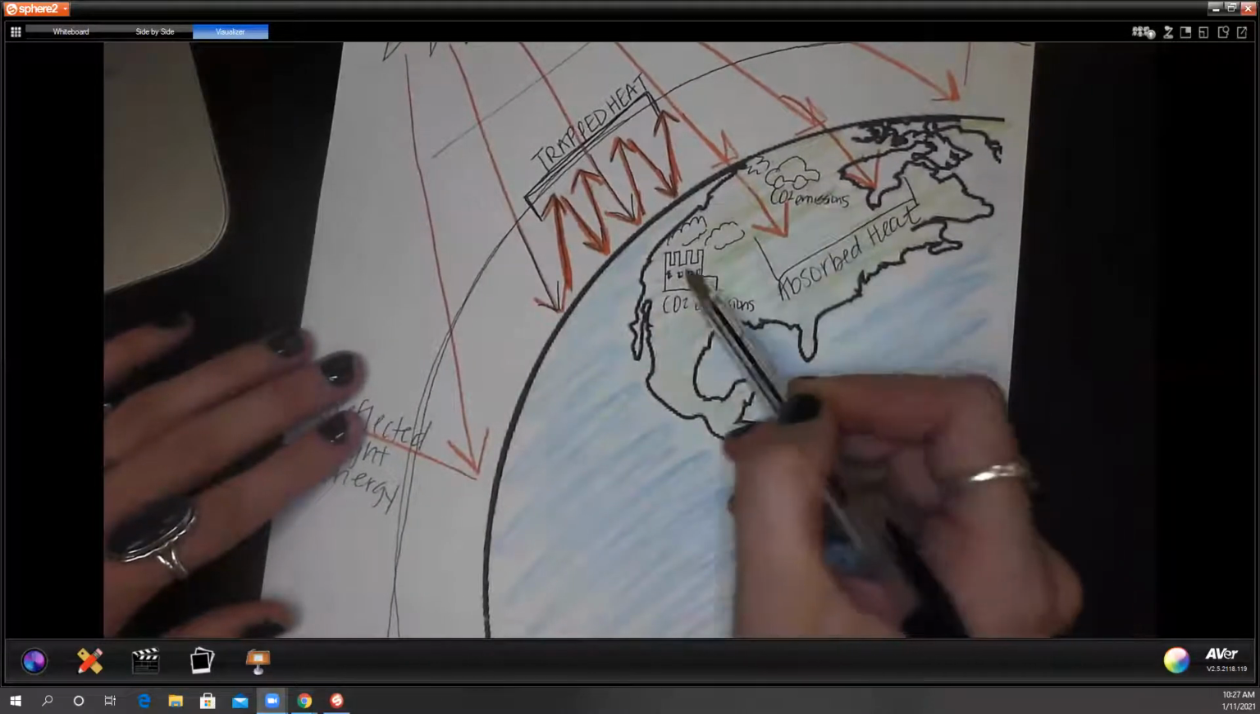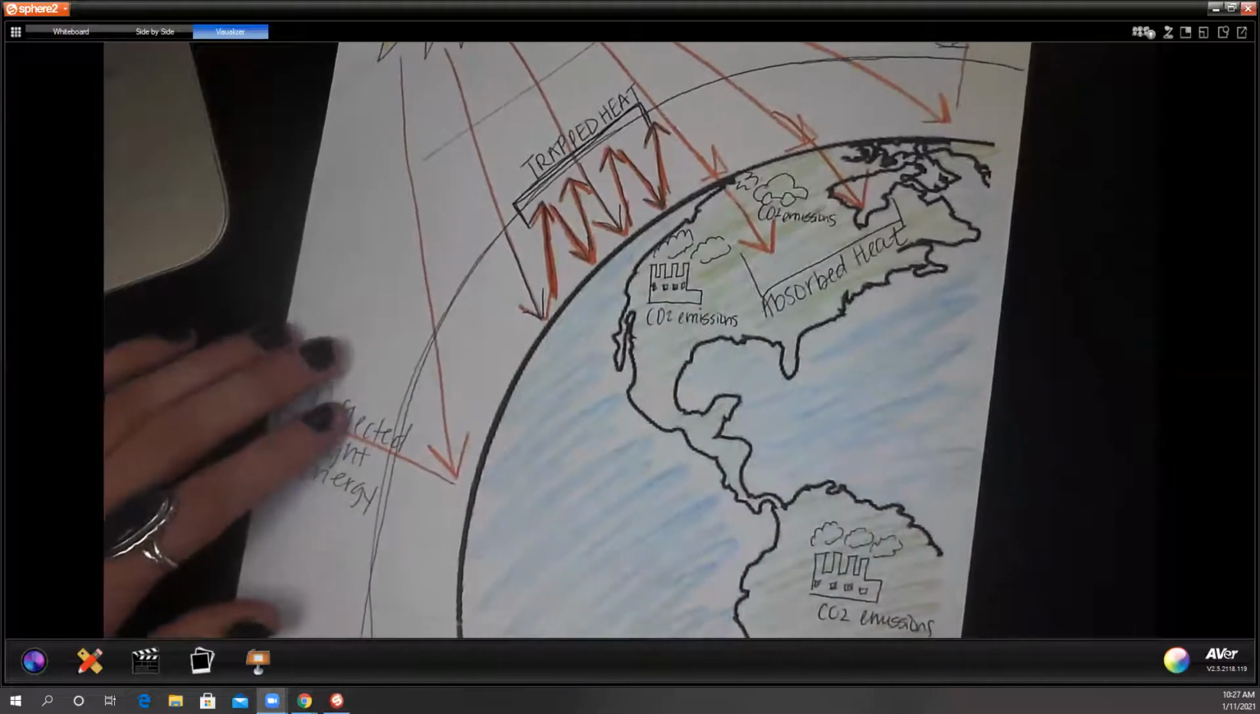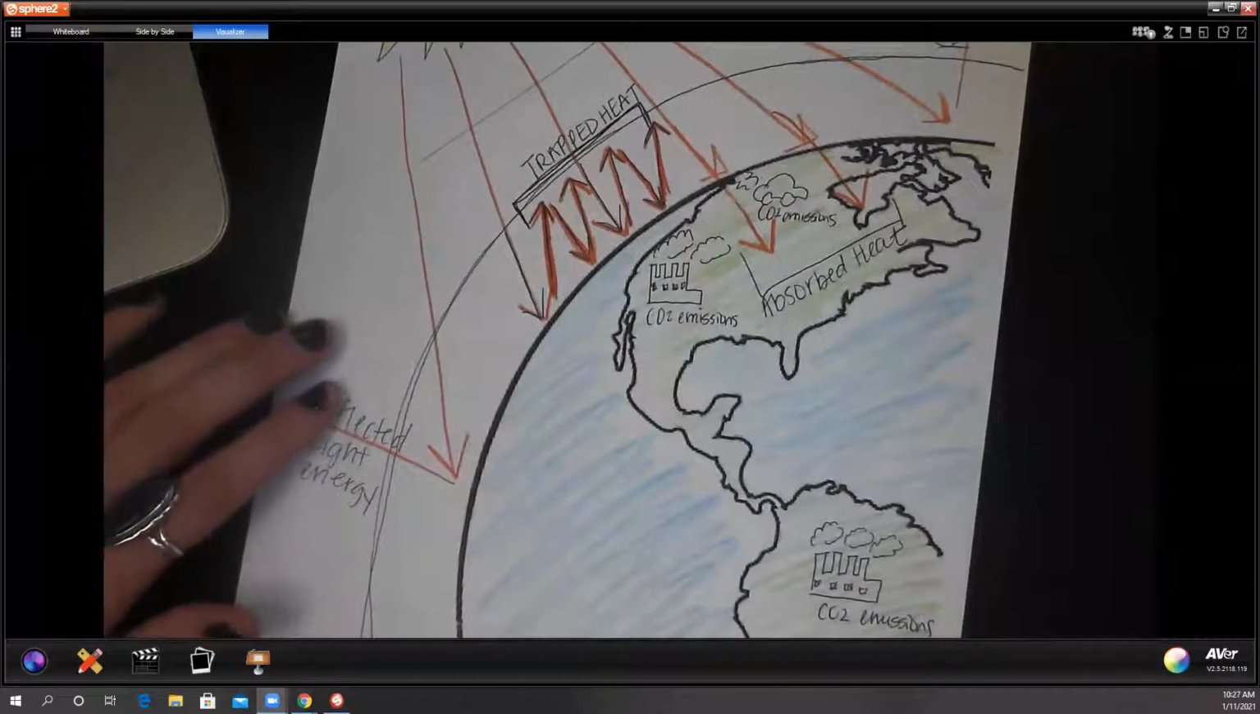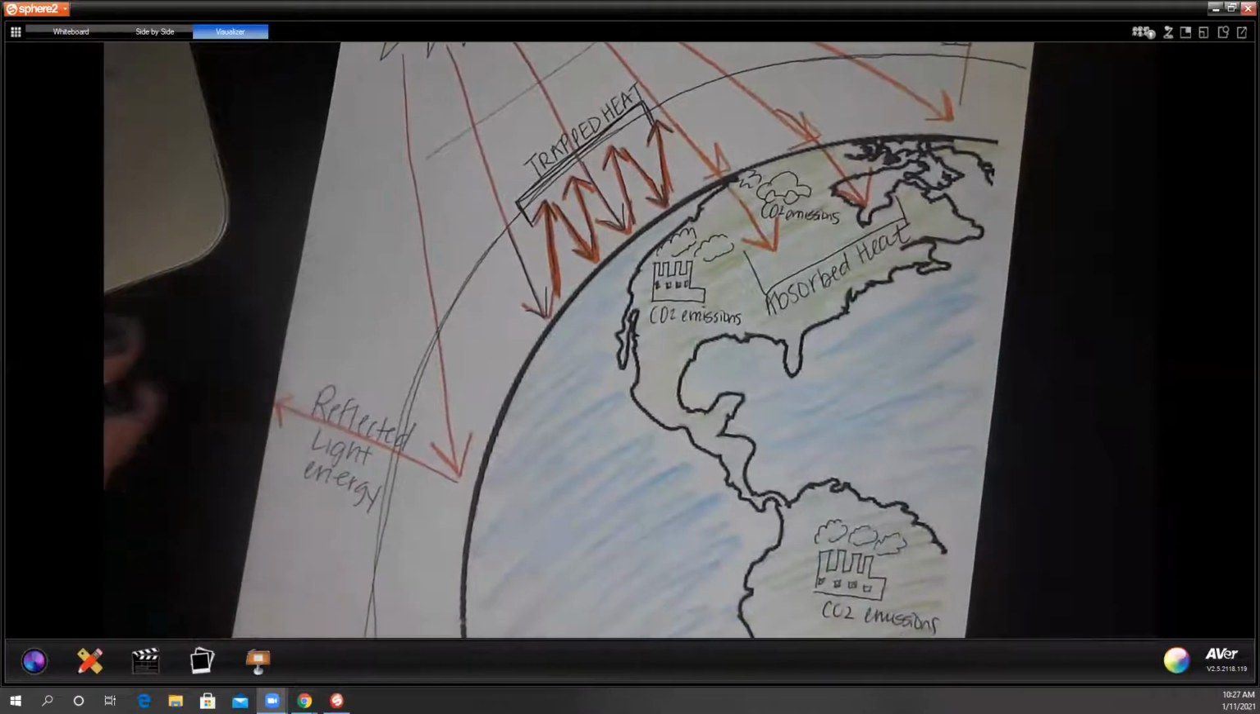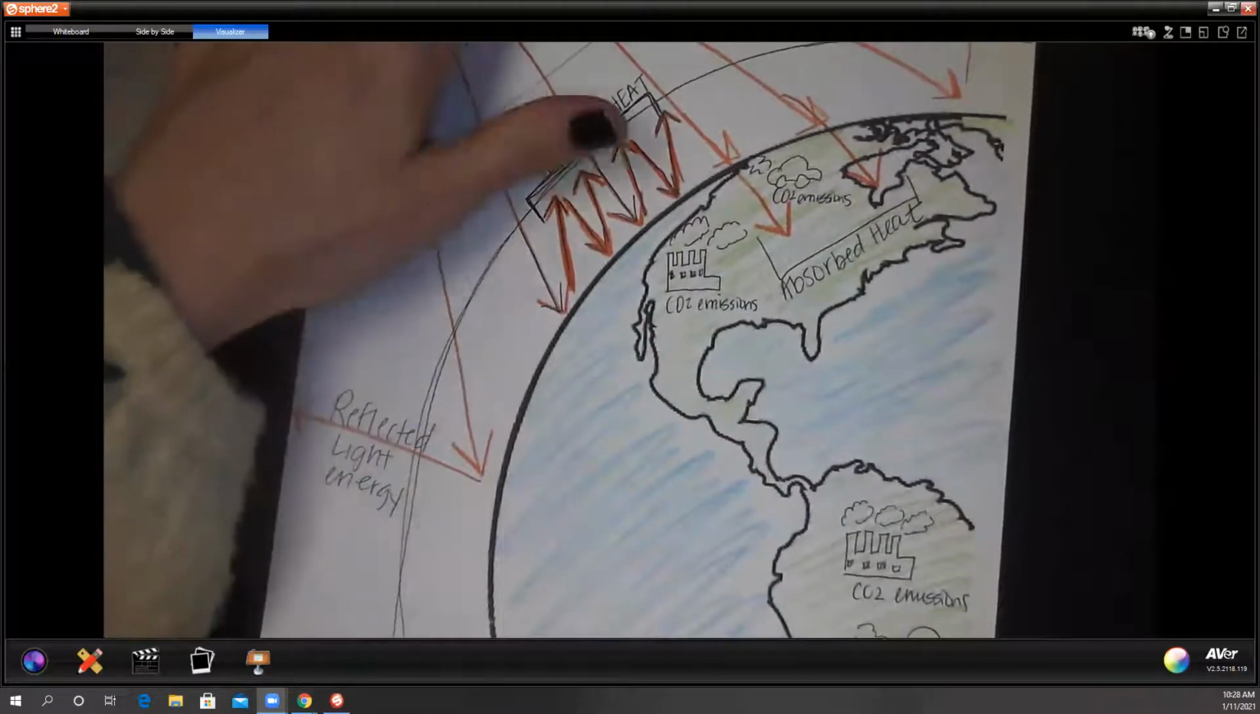So what do you think all of these things right here contribute to? What global problem? I said part of it. What global problem do you think that some of these man-made things contribute to? Caroline. Global warming. Absolutely. And we'll talk more about that.